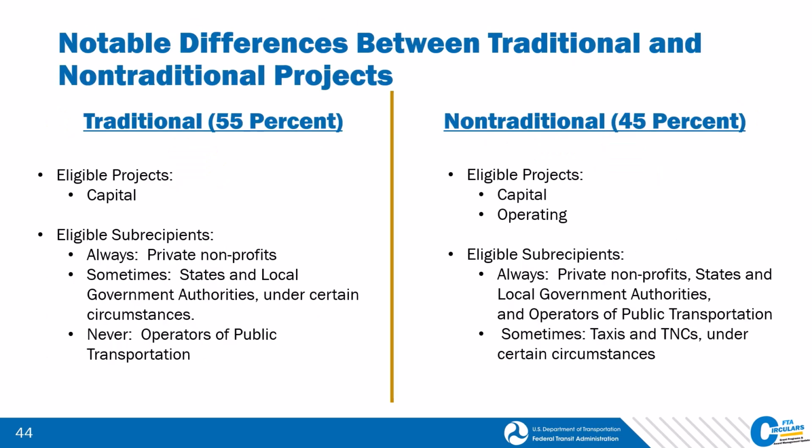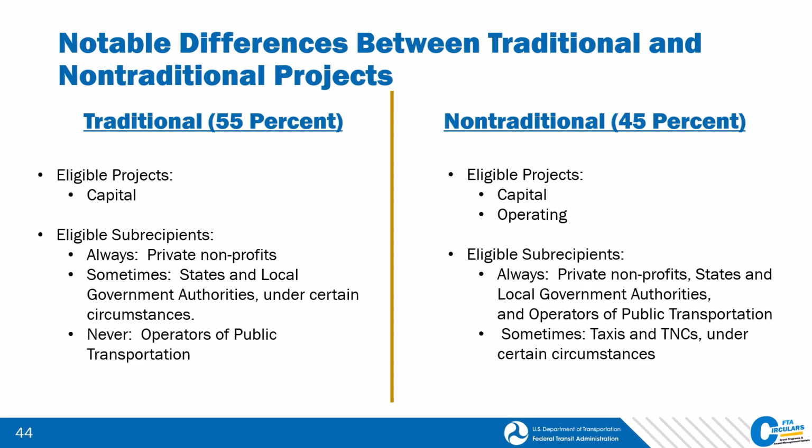This slide illustrates notable differences between traditional and non-traditional projects. Traditional projects are capital only, and in regards to subrecipients, private nonprofits are always eligible. States and local government authorities are sometimes eligible under certain circumstances, while operators of public transportation are not eligible subrecipients of the traditional Section 5310 funds. Non-traditional projects include both capital and operating expenses. And in regards to their subrecipients, private nonprofits, states and local government authorities, and operators of public transportation are always eligible, while taxis and TNCs are sometimes eligible under certain circumstances.